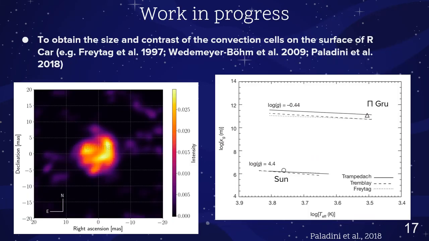As I mentioned in the beginning, we want to obtain the size and contrast of the convection cells present on the surface of our star and compare them with models of stellar convection. The image on the right shows a relationship between the size of the convection cells and the temperature of the star. Performing this analysis on R Car will allow us to set a new point in this plot, which will help us to establish a more general relationship between the position in the HR diagram and the size and temperature of the convection cells.